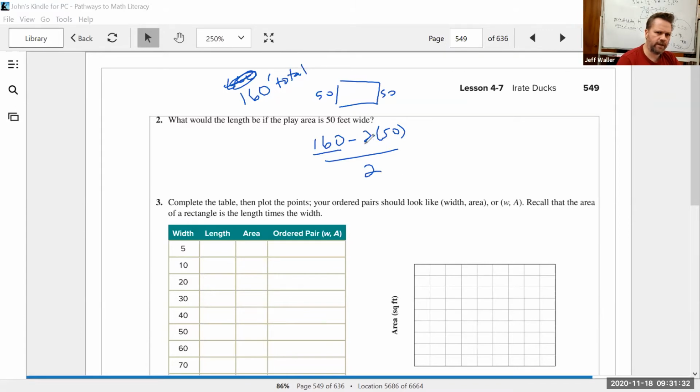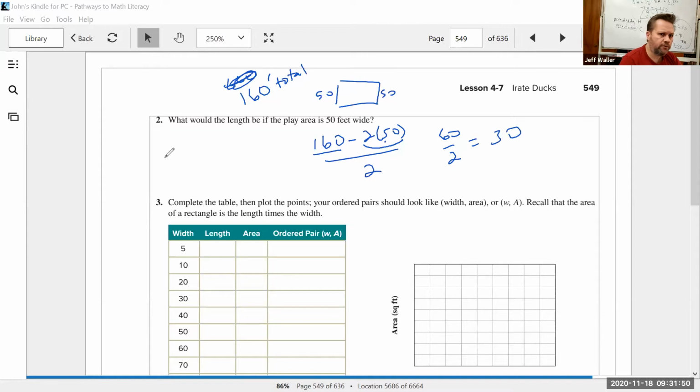160 feet minus, because if I use 50 on each side, that leaves me with 160 minus 2 times 50. So it leaves me with 60, divided by 2 is 30. Exactly. I like it.